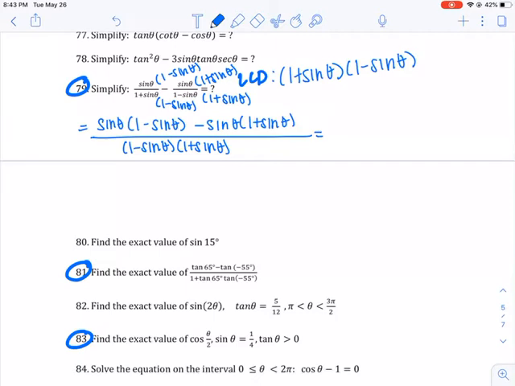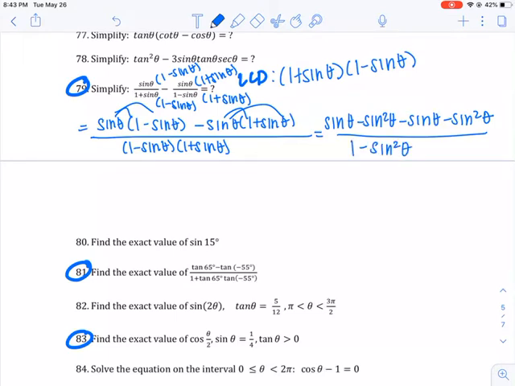Okay, so numerator, let's distribute. So you have sine theta minus sine squared theta minus sine theta minus sine squared theta. Okay, denominator, if I FOIL that out, we end up with 1 minus sine squared theta. Okay, numerator, sine minus sine is 0.